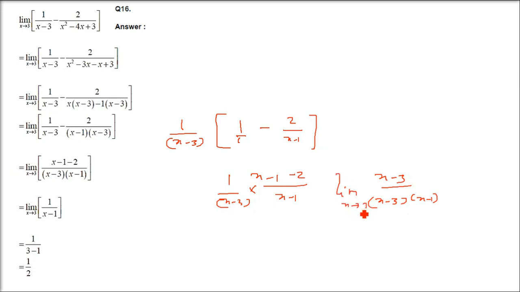Now for the limit, first you cancel x minus 3, and then you have 1 by x minus 1. Just apply the limit: 1 by 3 minus 1. So you get 1 by 3 minus 1, which is 1 by 2.